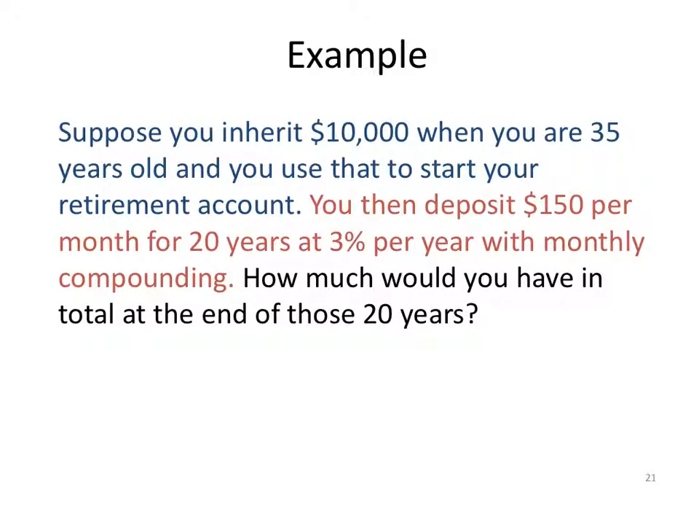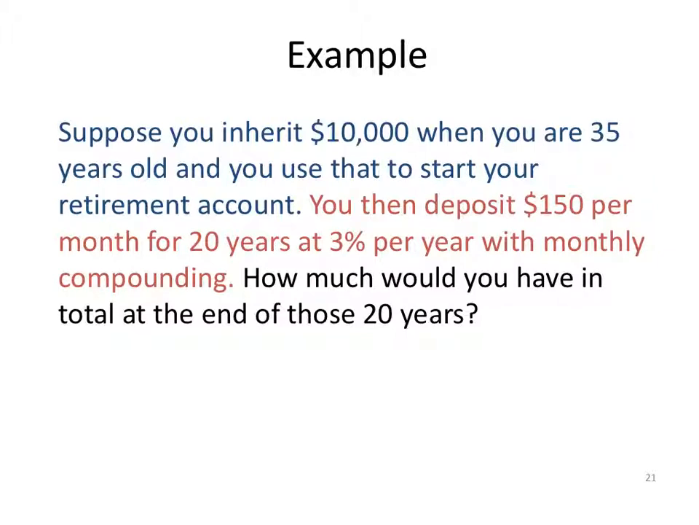All right, our last example of this type. Suppose you inherit $10,000 when you're 35 years old, and you use that to start your retirement account. Because you're 35, you're thinking, I don't need retirement, and then it hits you. I have a family. I don't want to work for the rest of my life. I kind of like to enjoy grandkids if I happen to get grandkids. So you use this $10,000 and you do the responsible thing and you start a retirement account. You then deposit $150 per month for 20 years at 3% per year with monthly compounding. All right. How much would you have in total at the end of those 20 years?